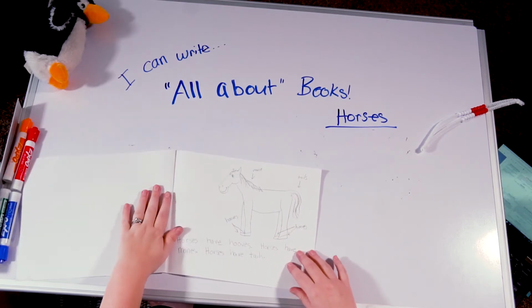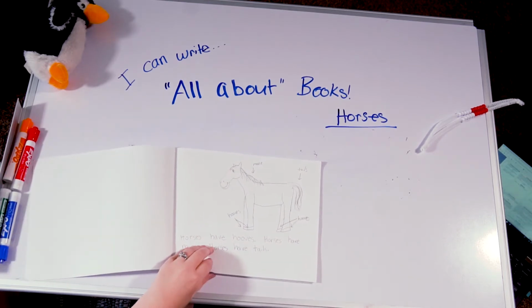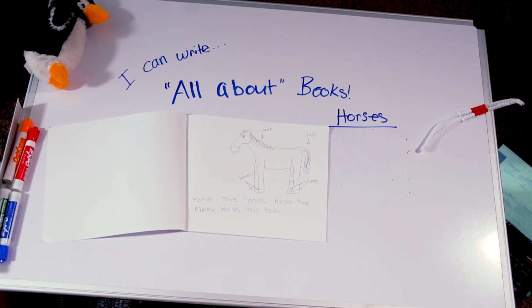Now, inside my book today, I want to look at my diagrams and at my pictures and at my sentences and see if there's anything that I can add. This is called revising. I'm adding some things or taking some things away that don't make sense. So let's look at my book.